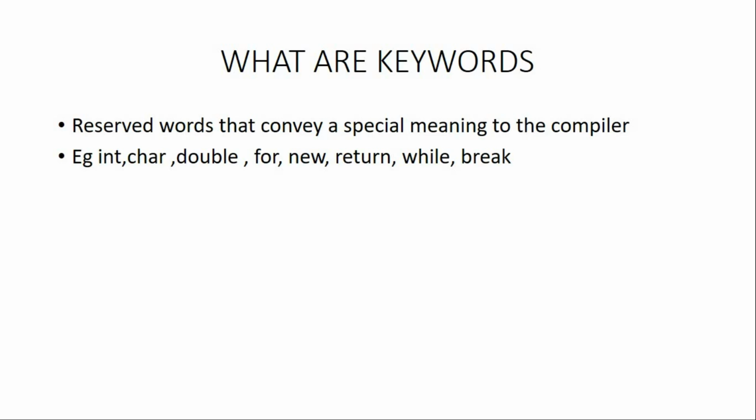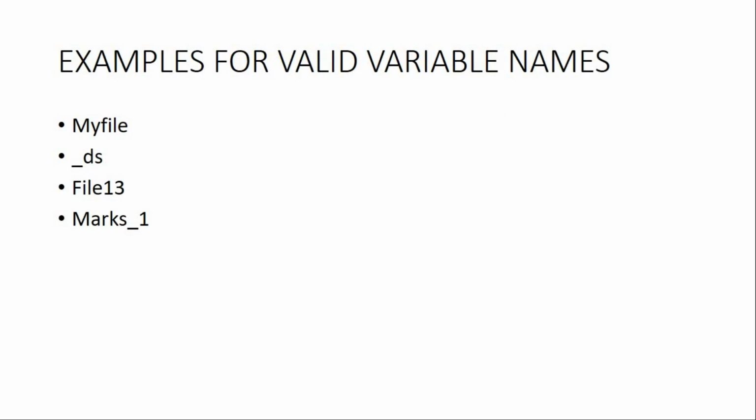For example, there's int, char, double, or a few new words you might not have seen, for, return, while, break. These are reserved keywords that cannot be used while naming variables. There's a full list of such reserved keywords. You really don't need to know them all, but you should have a fair idea of what these reserved keywords are.